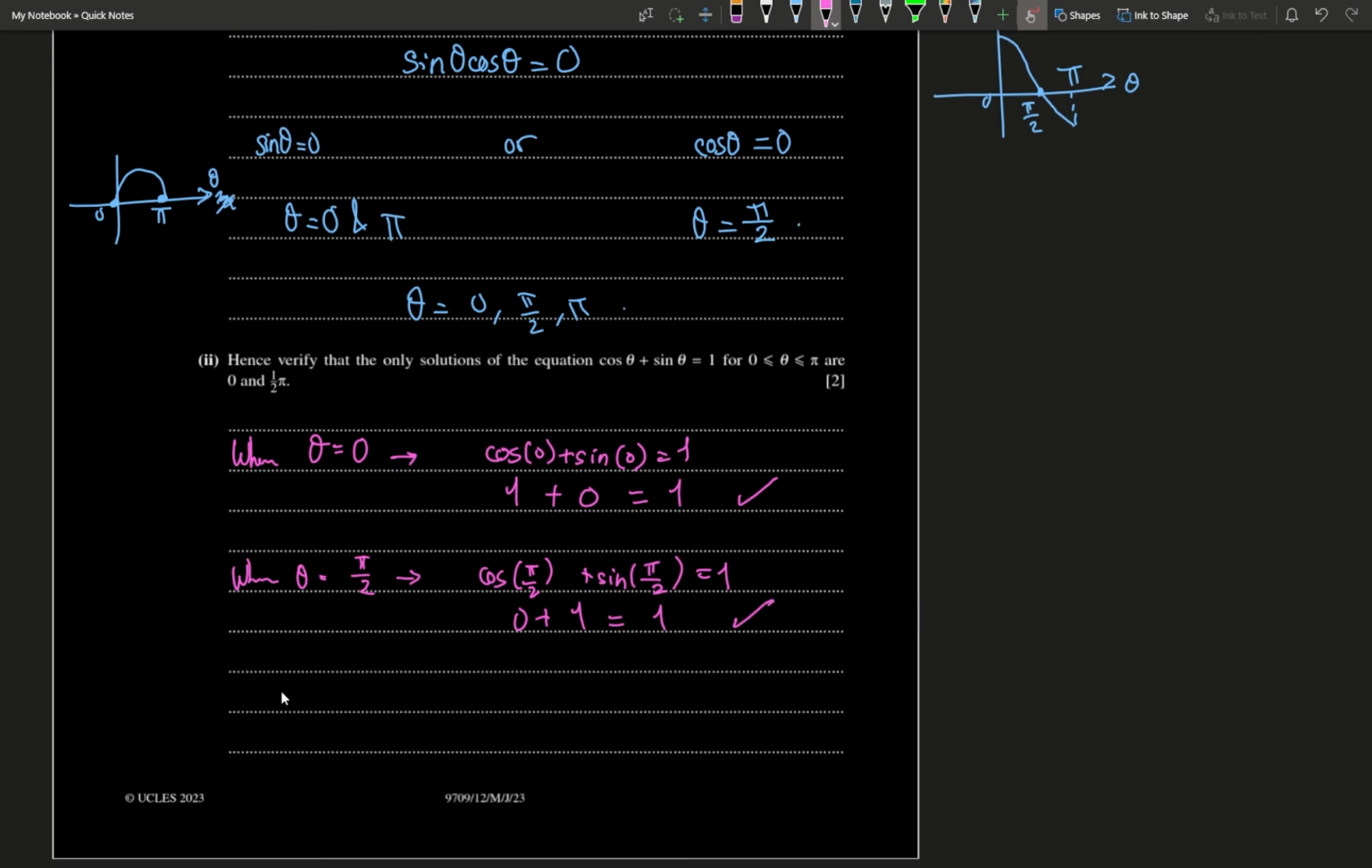وتيجي بقى في آخر واحدة تقول له theta is equal to pi، تقول له كده cosine of pi plus sine of pi is equal to 1. Cosine of pi، هتلاحظ هنا في الجراف بتاعنا، is equal to negative 1 و sine of pi is equal to 0، و this should be equal to 1 however it is not. فتكتب له كده not equal to. Negative 1 is obviously not equal to 1. Hence we have finally proved that the only solutions to our equation cosine of theta plus sine of theta is equal to 1 are 0 and pi over 2.